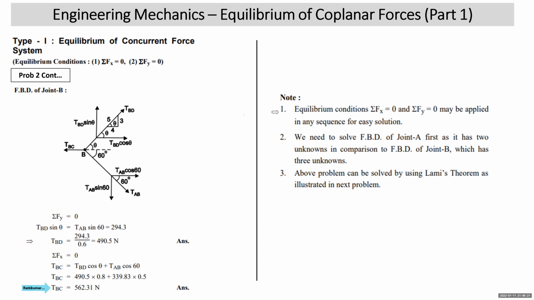Now here, students, I have listed that equilibrium conditions sigma Fx and sigma Fy equal to 0 may be applied in any sequence. What does it mean? You can start with sigma Fx equal to 0, or you can start with sigma Fy equal to 0. In the problem already discussed, we need to start with the free body diagram of joint A, since there are 2 unknowns on that FBD. Free body diagram of joint B should be drawn later, because after solving joint A, then joint B becomes workable. Also, I have listed one more thing, that this problem can be solved by using Lami's theorem also, which we will be showing in the next problem. Next problem, I'll be solving by equilibrium conditions as well as using Lami's theorem.